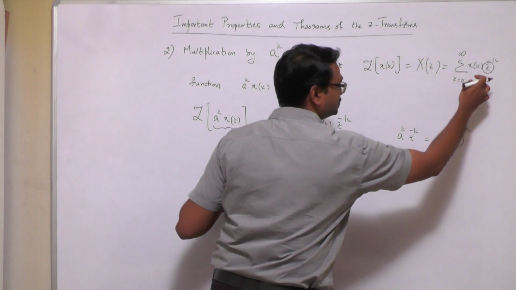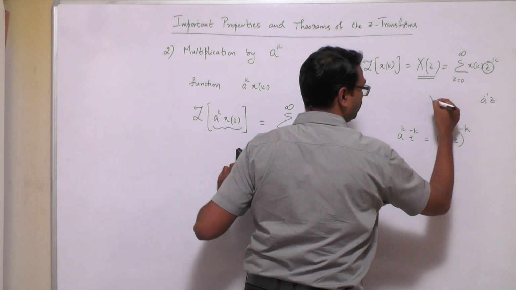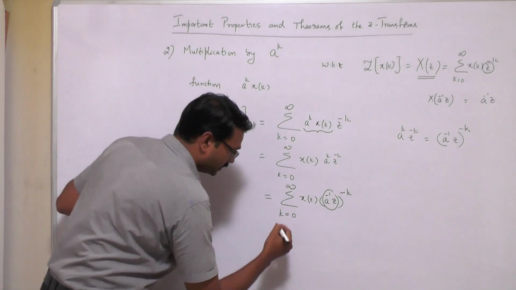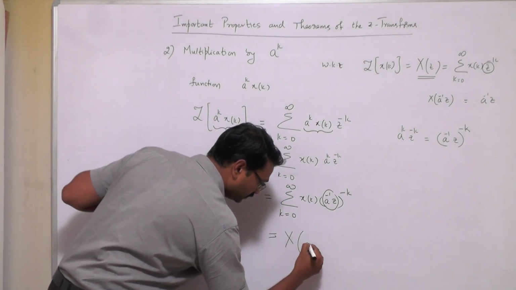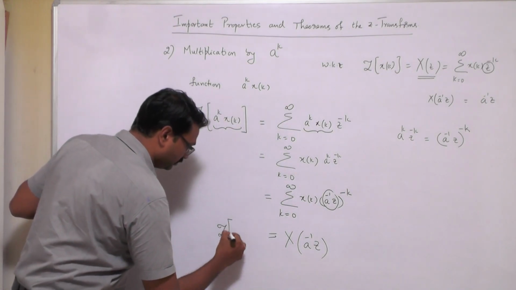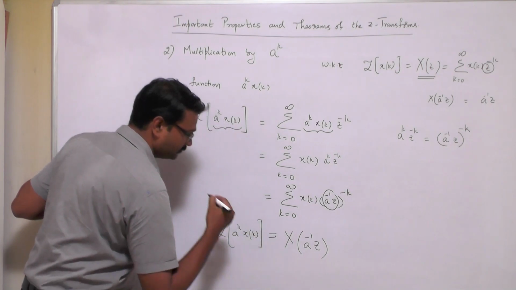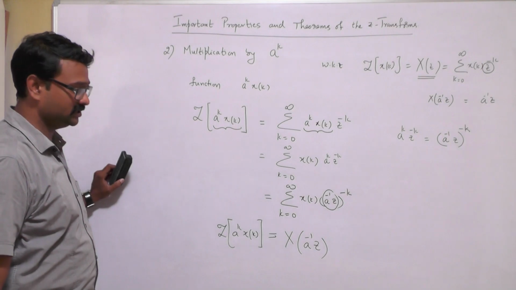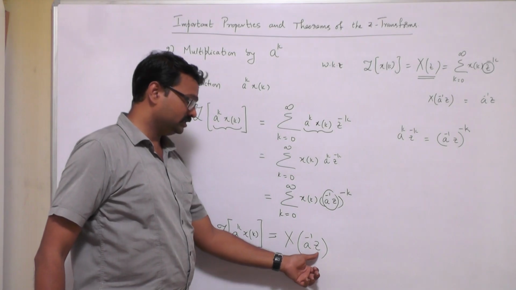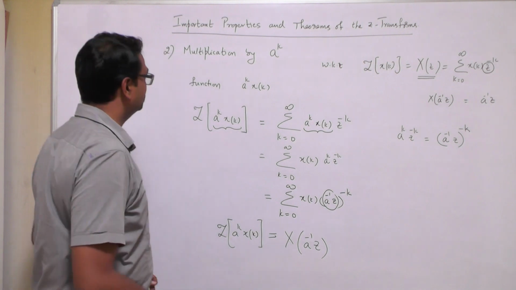Therefore, when you are having z, you are calling it x of z. When you are having A inverse z, we can call it x of A inverse z. That is, the Z transform of A power k x of k is x of A inverse z. So that is how you are pre-multiplying the z variable with A inverse, where z is the complex variable.